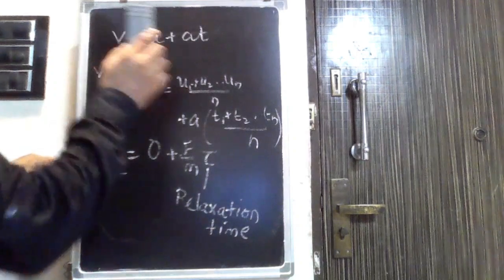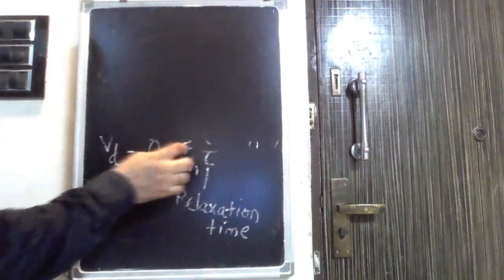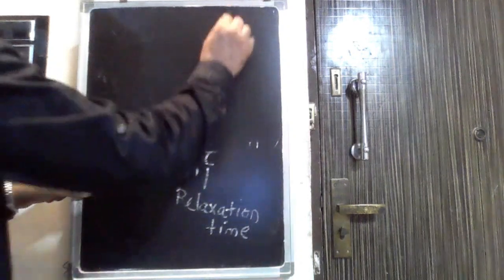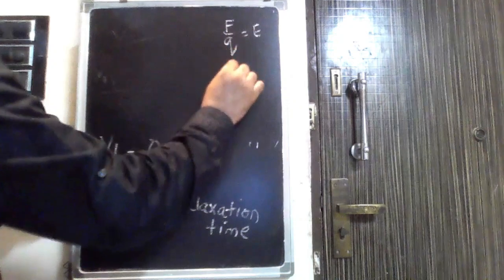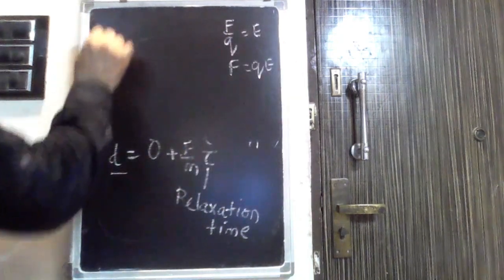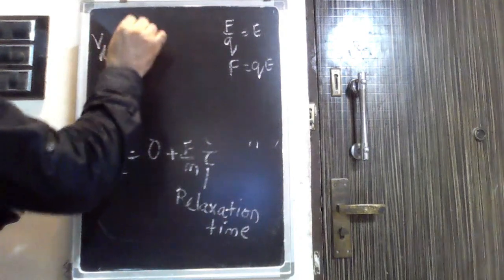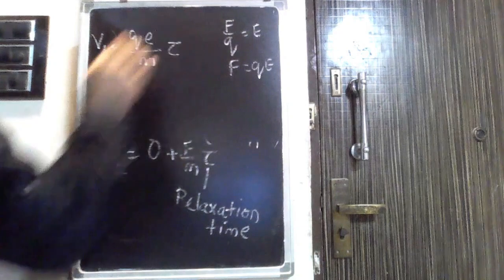So force is basically QE. If I put F is QE here, it's because F by Q is always going to be the electric field. We know that from the first chapter. F by Q is E, so F will be equal to QE. So put the value here. So I get Vd equals QE by mass into tau.